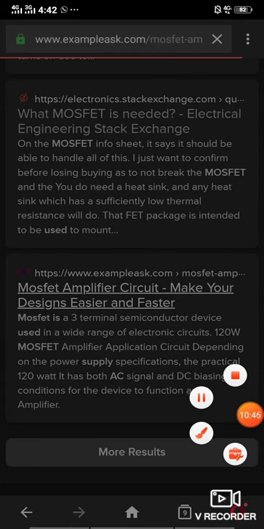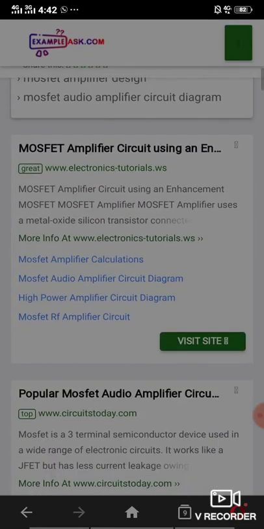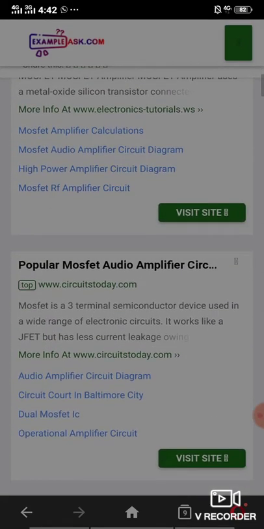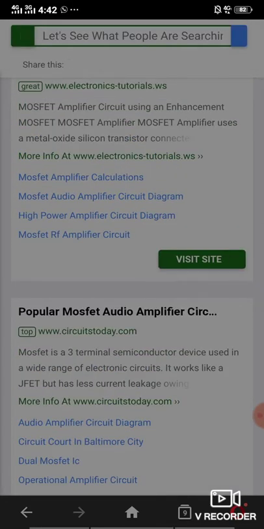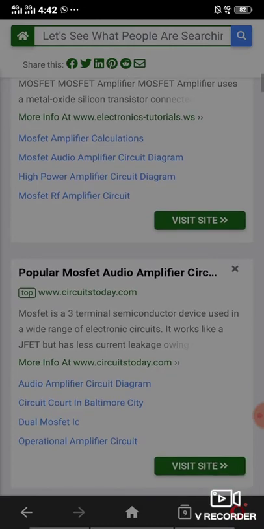MOSFET amplifier circuit. A MOSFET is a three-terminal semiconductor device used in a wide range of electronic circuits. It works like a JFET but has less current leakage.